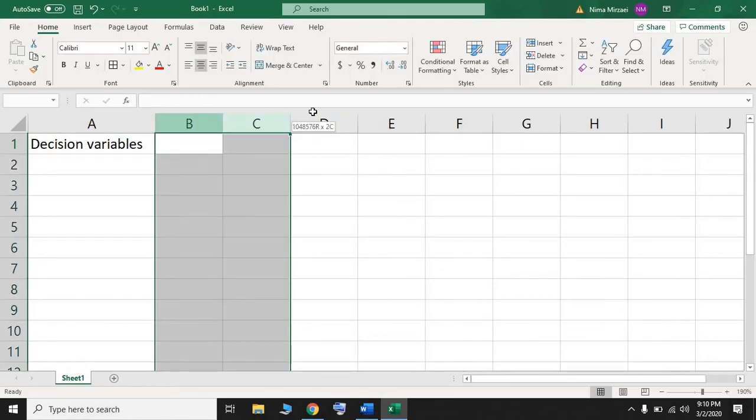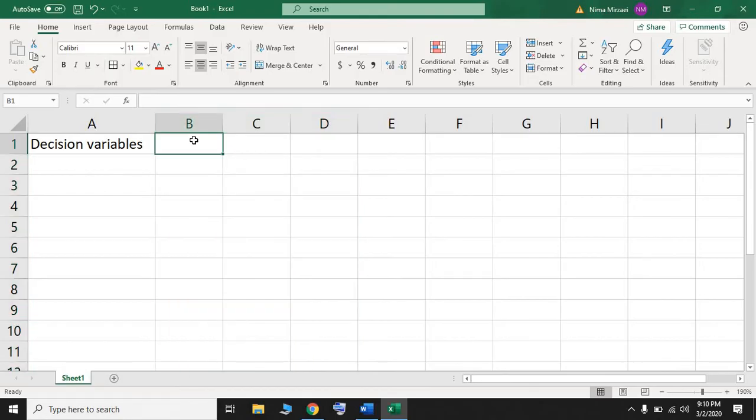Here we have two different decision variables, x1 and x2. Then in the first row we also have to enter some other information, which I'm going to explain later, and why we are going to enter this information.